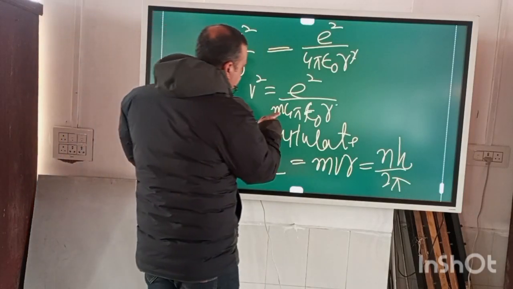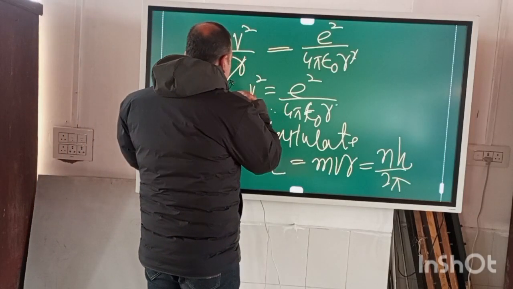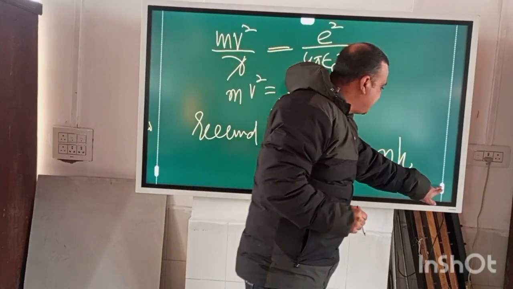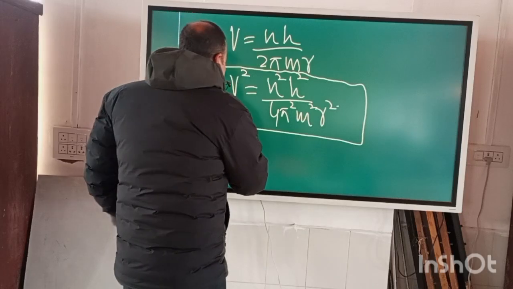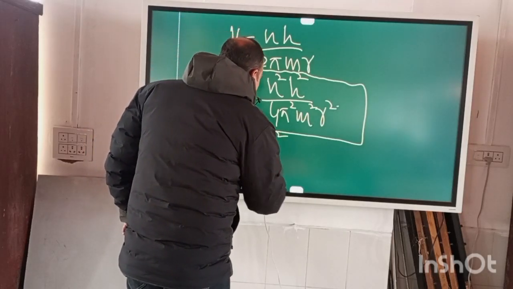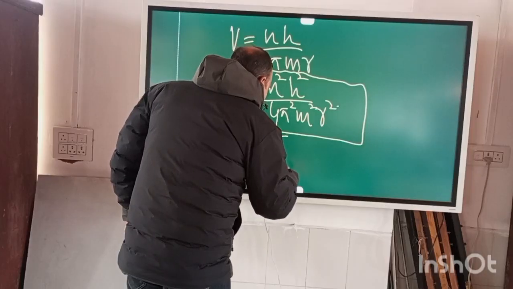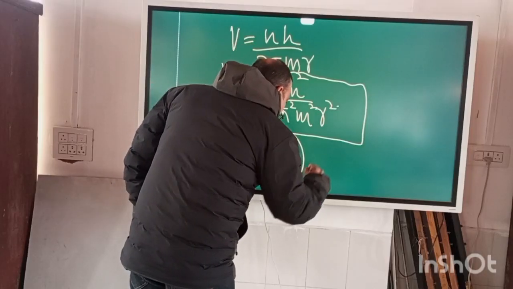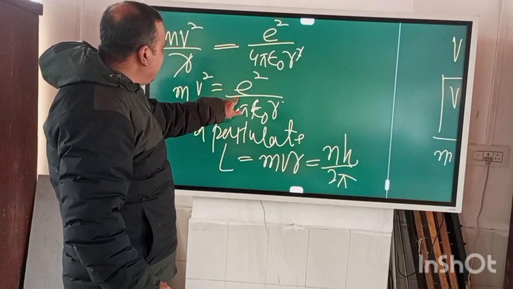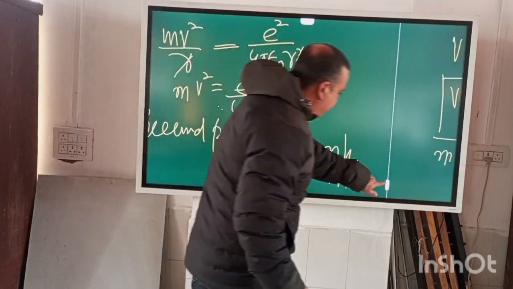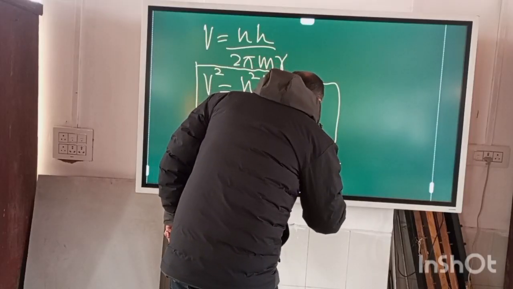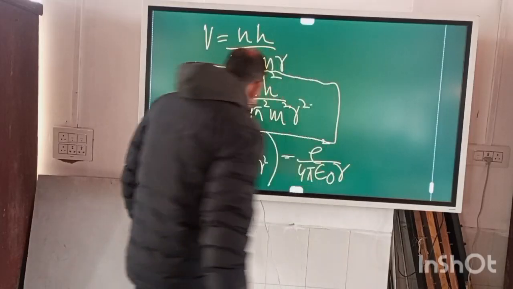Let me keep m here. Okay, v square I can use here. What will I get? m times n square h square by 4 pi square m square r square. I will close it. This is equal to what? This is equal to e square by 4 pi epsilon naught r.